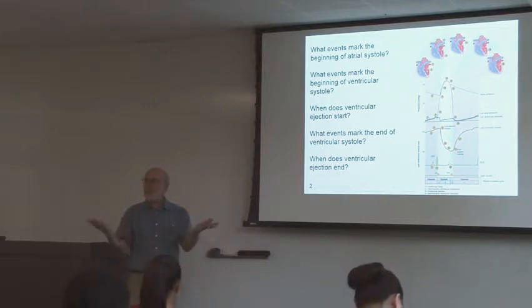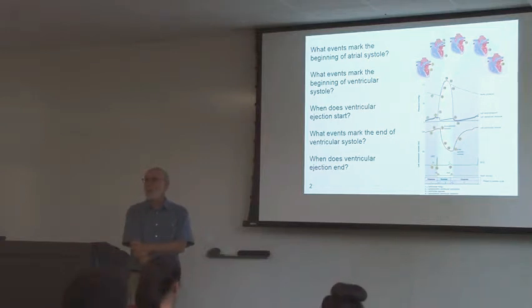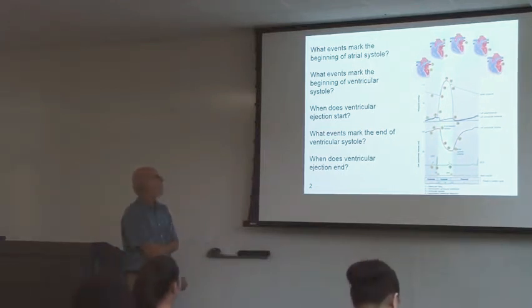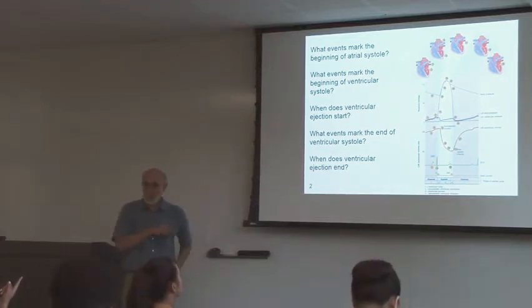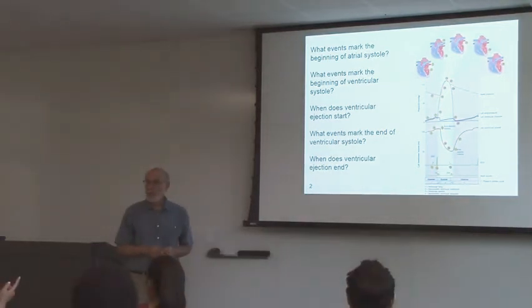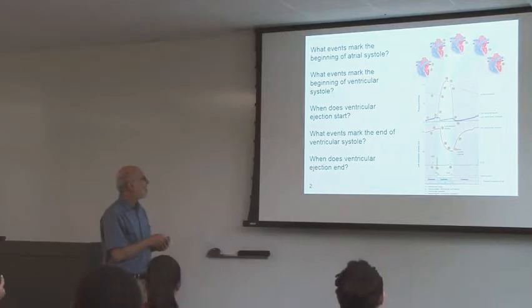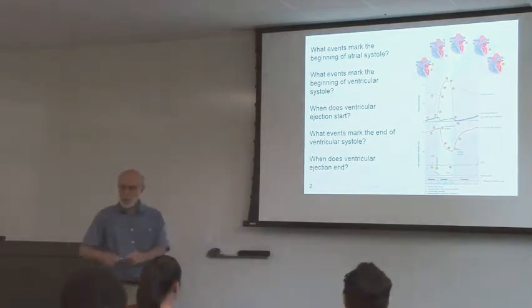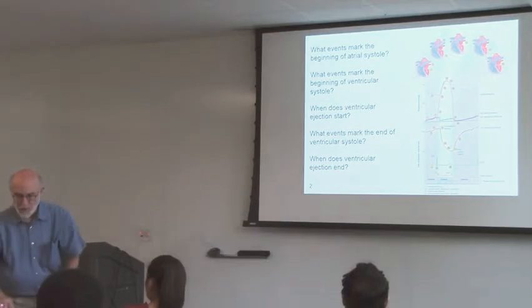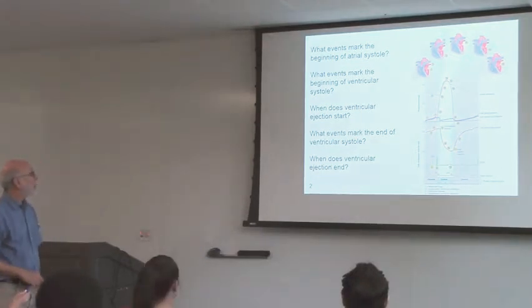I'm not doing this as a clicker, I'm doing this as a conversation. So somebody tell me, there's more than one thing you can look at on the Wiggers diagram to mark the beginning of atrial systole. So after the P wave has happened and the blood volume in the ventricle is high. Okay, so here, why don't you point? This is a sharp laser, a bright laser. Point to what you're looking at.